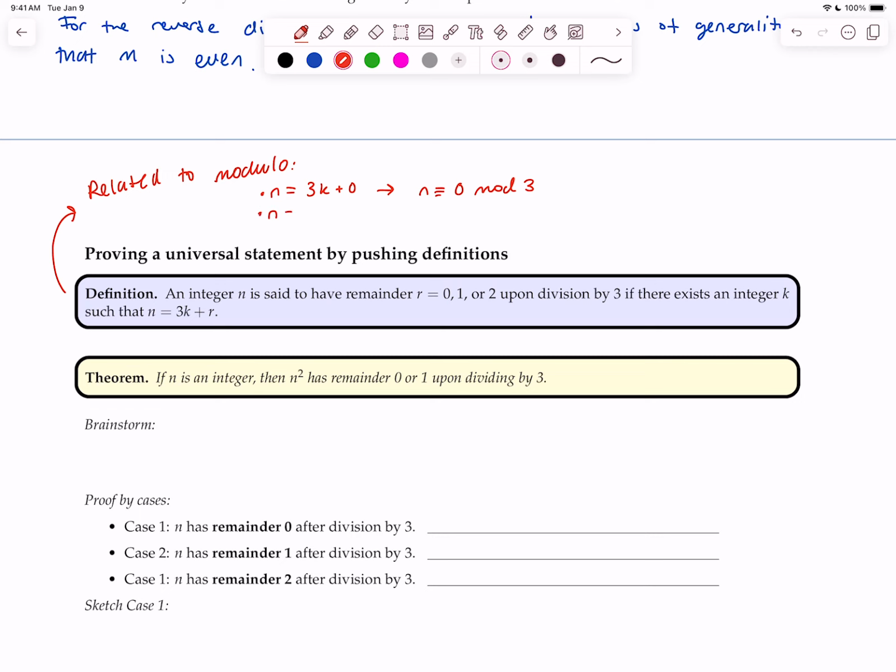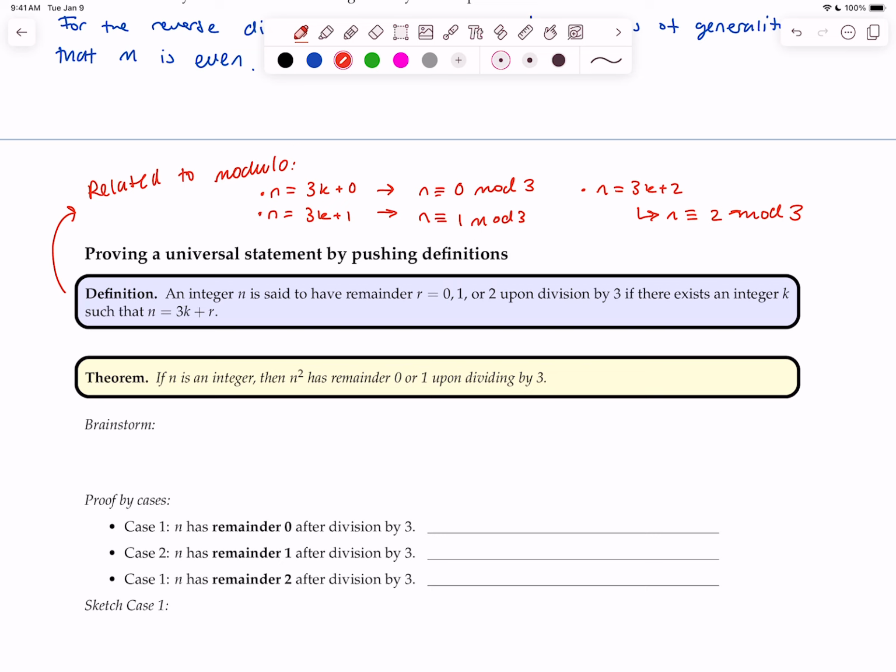And similarly, if you did n equals 3k plus 1, then we could say n is equivalent to 1 mod 3. And lastly, if n is equal to 3k plus 2, well then what would we get? We would get that n is equivalent to 2 mod 3. Again, I really do recommend you pull up the definition of mod and test yourself. Do you believe what I just said?